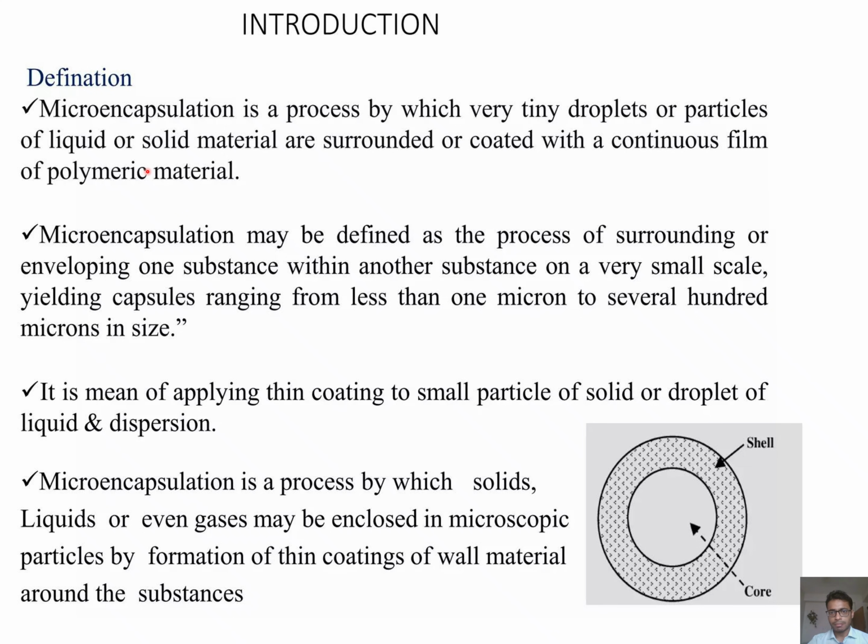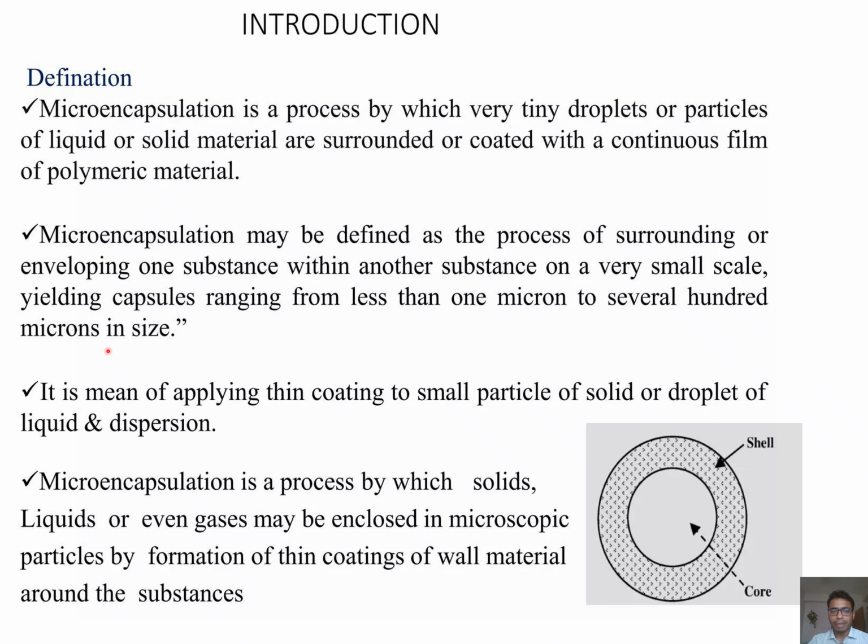Microencapsulation is a process by which very tiny droplets or particles of liquid or solid material are surrounded or coated with a continuous film of polymeric material. Microencapsulation may be defined as the process of surrounding or enveloping one substance within another substance on a very small scale, yielding capsules ranging from less than 1 micron to several hundred micron in size.